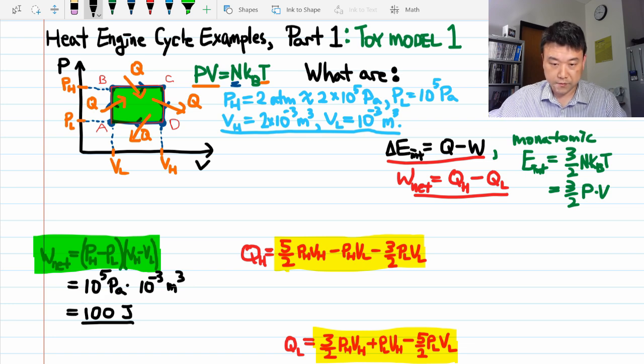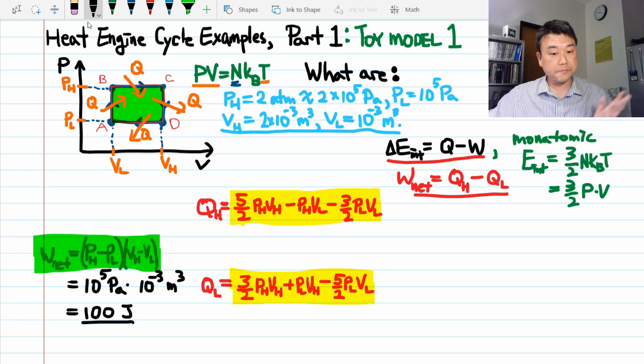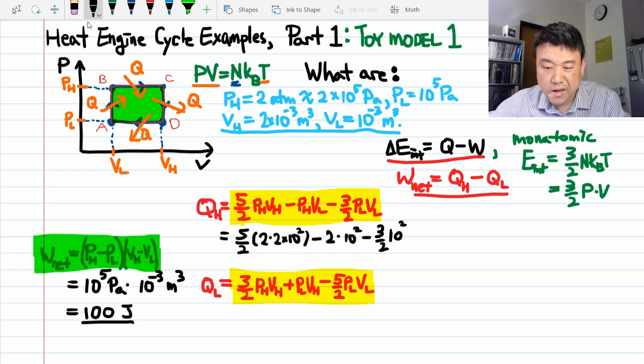Let me move these two things so that there's some space to write down the numbers. Let's plug in the numbers for QH and QL. The heat input is, let me pre-simplify some numbers, and all of this is going to be in joules. The power of 10 is 10 to the 2, so we're going to multiply by 100 later. 4 times 5 over 2, so 10 minus 2 minus 1.5 is 6.5 times 100 joules, or 650 joules.